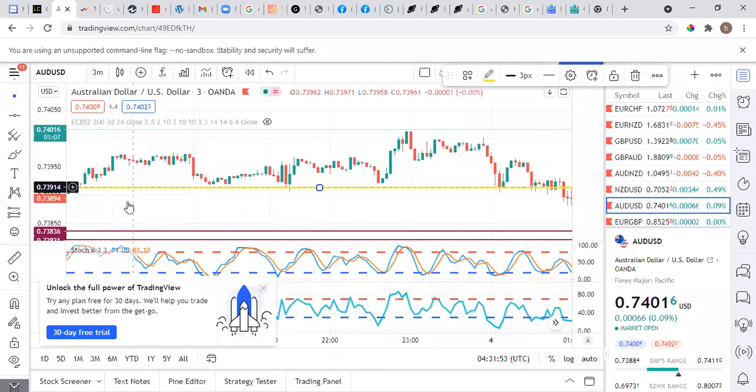This price. Now on Tradingview, when you draw the line, you will see the price, even in the color of the line. Can you see this area at the right-hand side of my screen shows you the price? Okay, so you can see 0.73913.